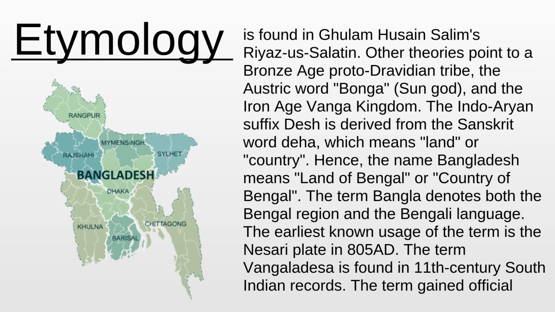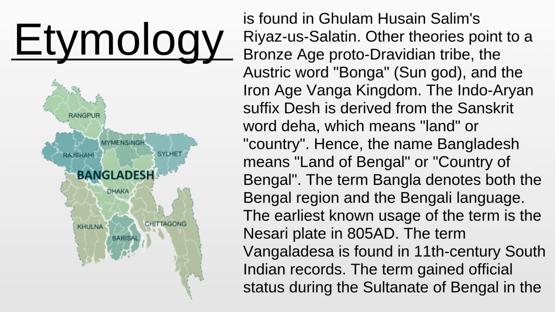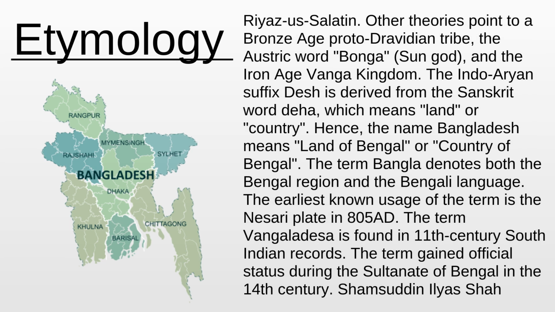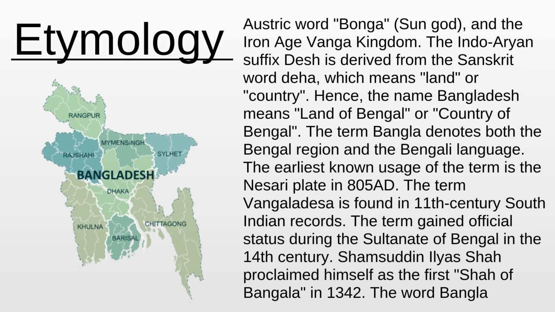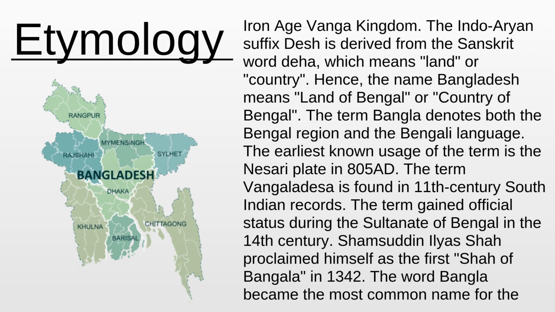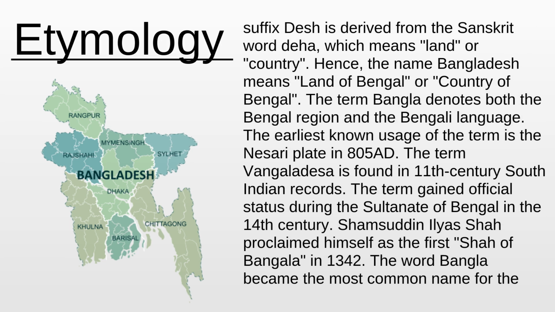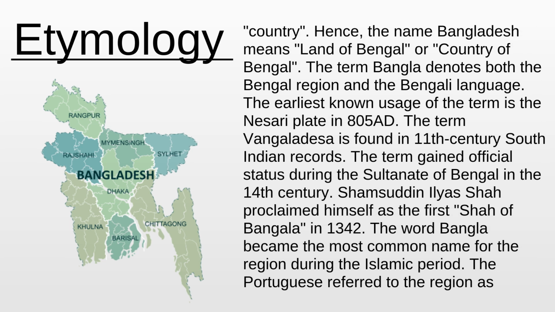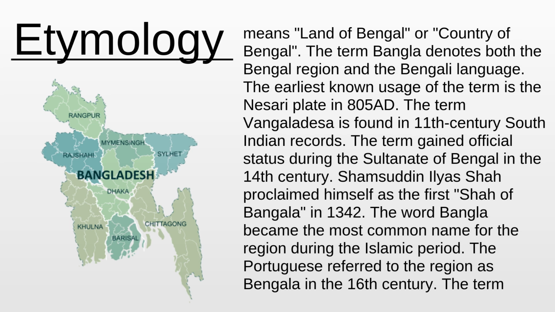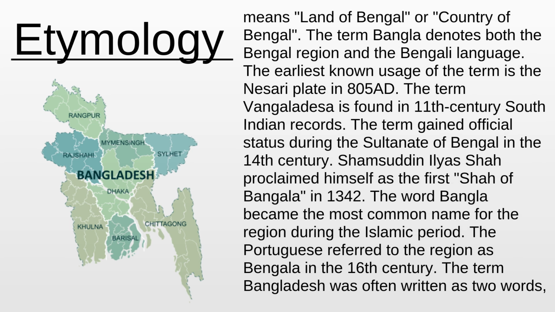Other theories point to a Bronze Age Proto-Dravidian tribe, the Austric word Bonga, sun god, and the Iron Age Vanga kingdom. The Indo-Aryan suffix desh is derived from the Sanskrit word deshah, which means land or country. Hence, the name Bangladesh means land of Bengal or country of Bengal. The term Bangla denotes both the Bengal region and the Bengali language.